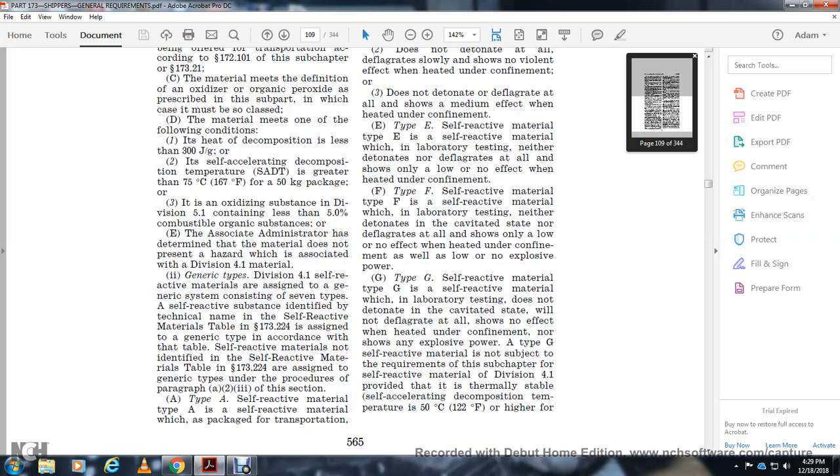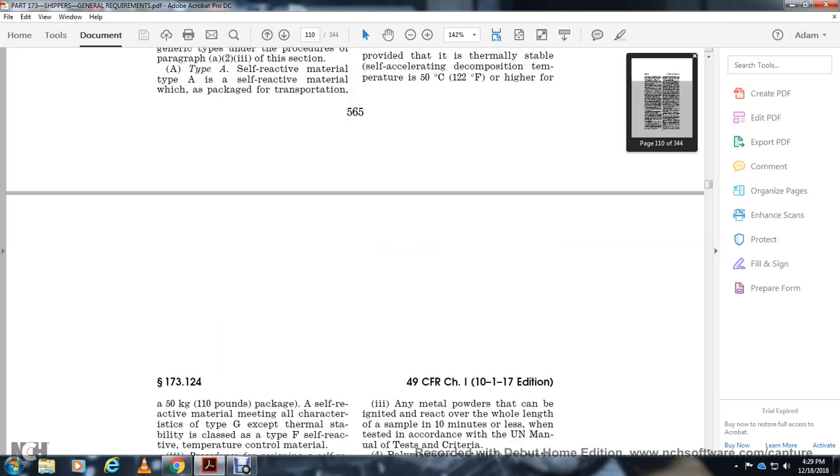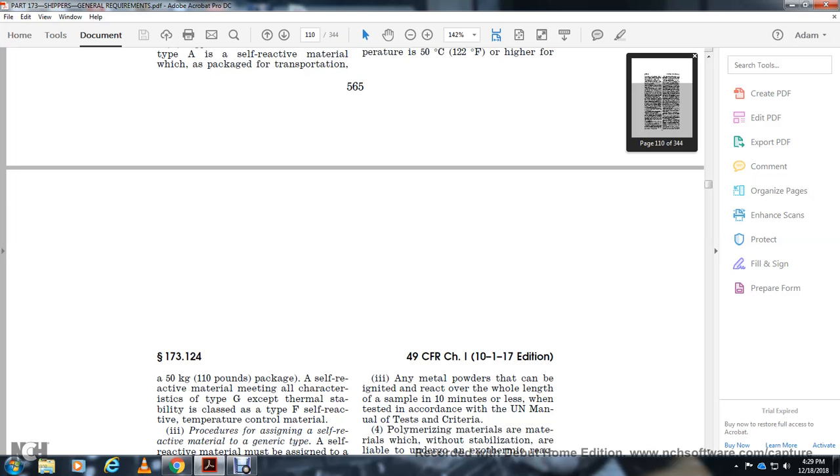Type G self-reactive material, which in laboratory testing does not detonate in the cavitated state, will not deflagrate at all, shows no effect when heated under confinement, and shows no explosive power. The type G self-reactive material does not meet the requirements of the self-reactive material subchapter in Division 4.1, provided it has thermal stability with a self-accelerating decomposition temperature of 122 degrees Fahrenheit or higher for 110 pounds of packaged material. Material meeting all the characteristics of type G except thermal stability is classed as type F self-reactive temperature-controlled material.